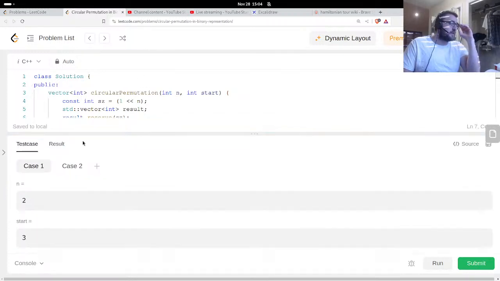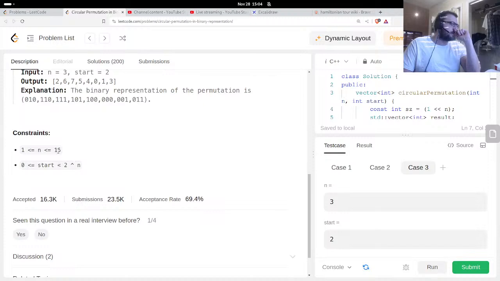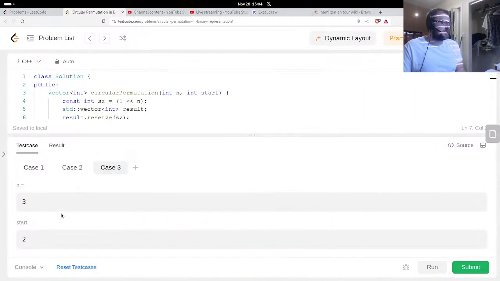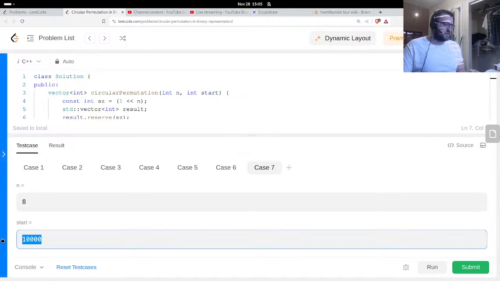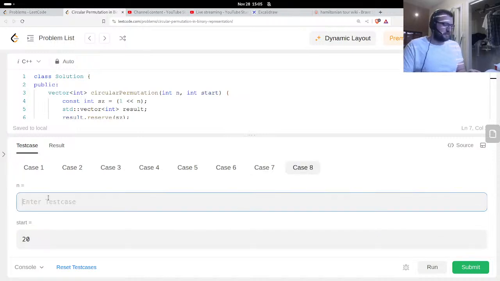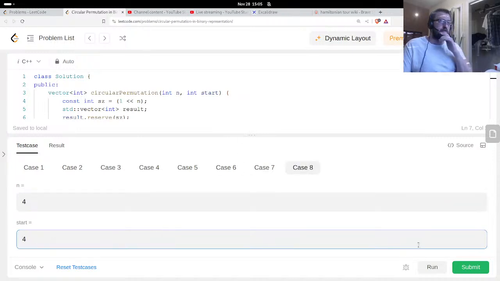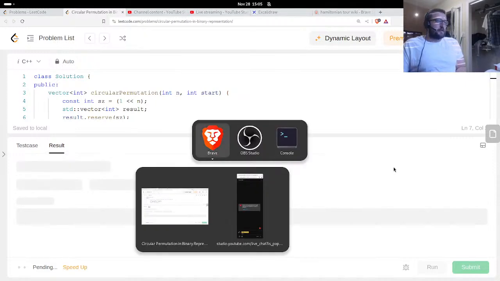So let's try a few other cases. So it's 16 to, whatever, let's do 16. 16 to some random number. And then similarly, you make this like 60,000. Let's do 1,000, 10,000. Let's do like 8 and 20. And then let's do like 4 and 4, right? Try a bunch of different things.